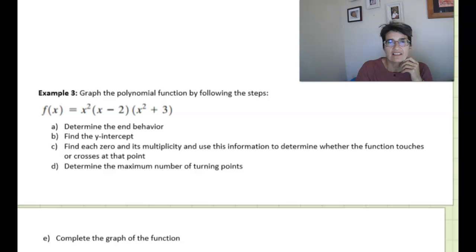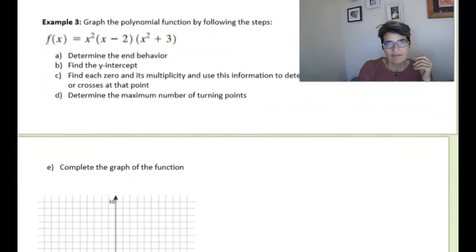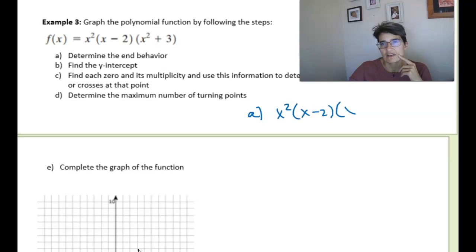Okay, let's look at the next example. So we're going to graph the polynomial function, again, following all the steps. So let's find the end behavior first. Right, so let's say a here. We're going to go to our function and erase the lower terms. Okay, so we have x squared, x minus 2, x squared plus 3. Let's cross out the lower terms in each parenthesis.